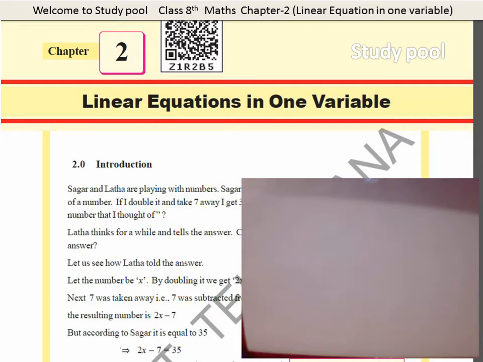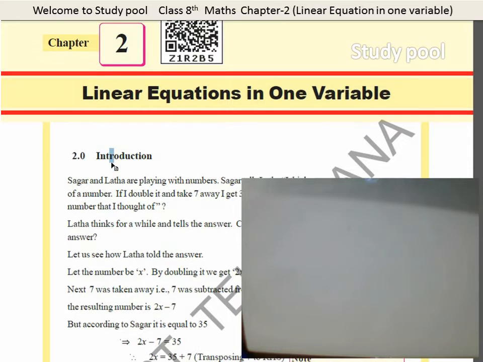Yes, today we are going to discuss linear equation in one variable. It is chapter 2 of class 8th. Now let us see. First we should know what is meant by linear equation and one variable.